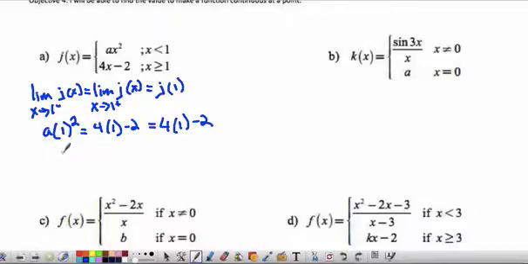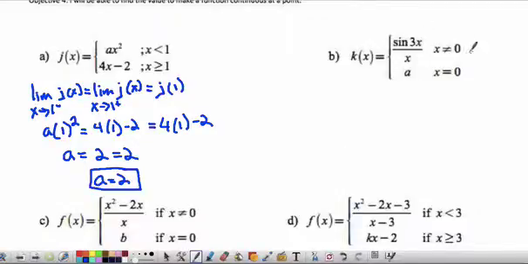So 1 squared is going to be 1, and then times a is a. 4 times 1 is 4, minus 2 is 2, and then we're going to get the same thing here. So a must be 2 to make the function continuous at the point.